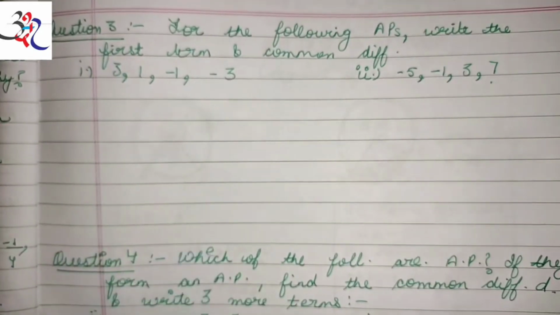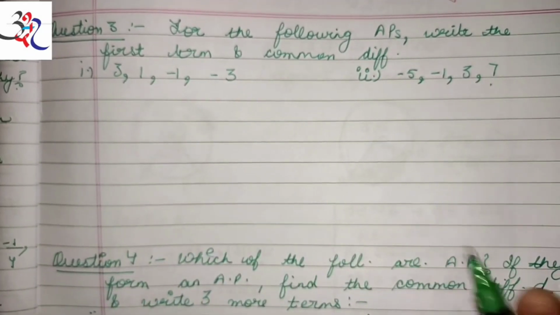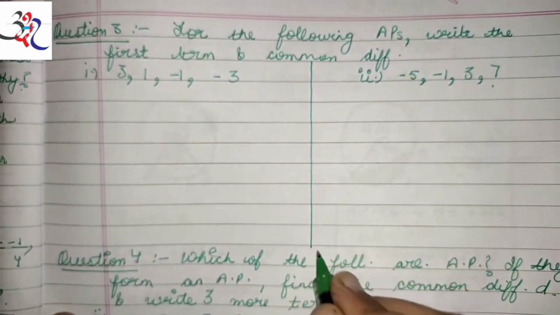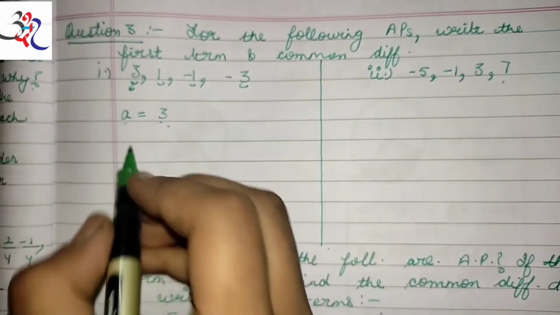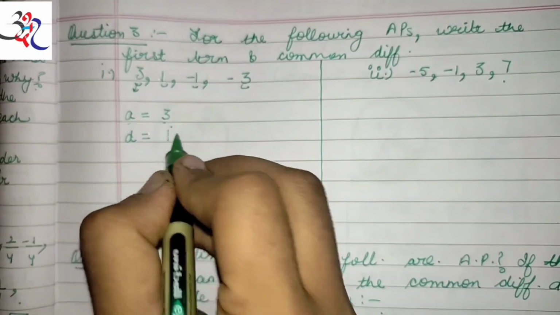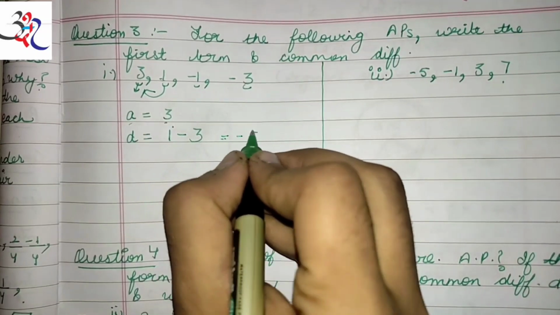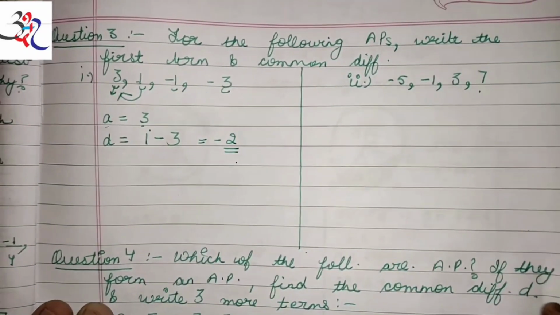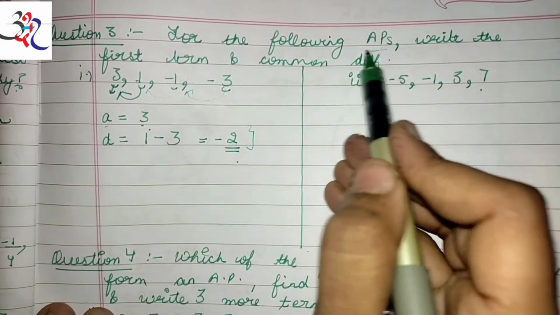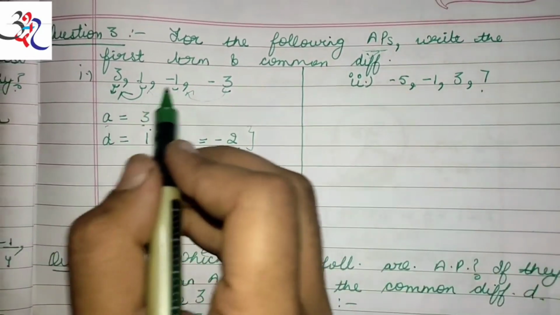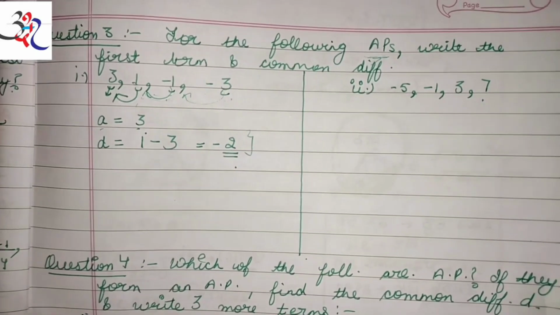Again, see question number 3. For the following AP, write the first term and the common difference. Again, you have to write down the first term and the common difference. So you can see that the first term is what? The very first value is called A. So how to find the common difference? 1 minus 3, subtracting consecutive terms. So I will get the answer as minus 2. In this question, you do not need to check every subtraction, because they have already told you that these are in the AP. So that means the common difference is going to be the same for each and every term.